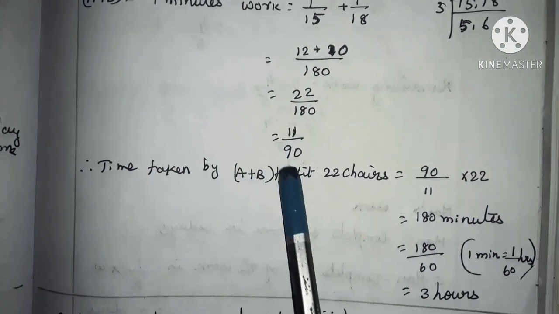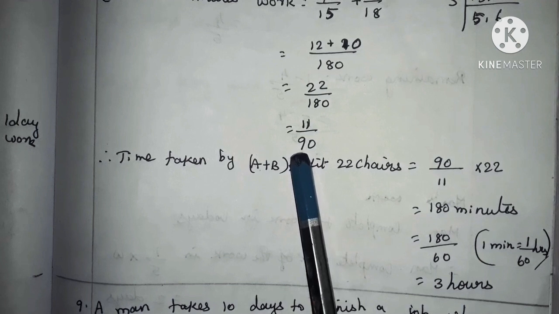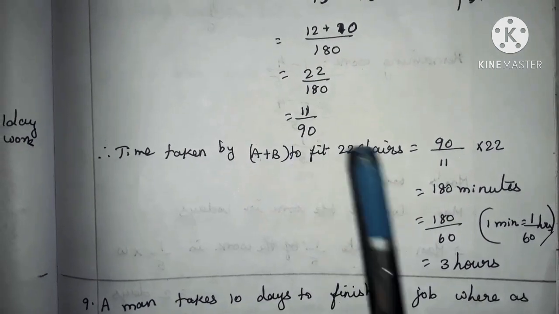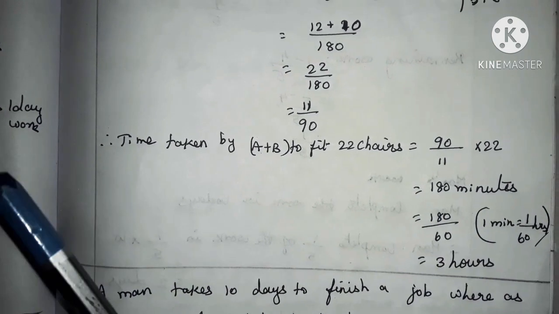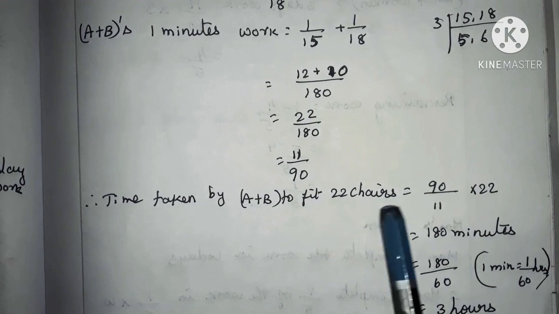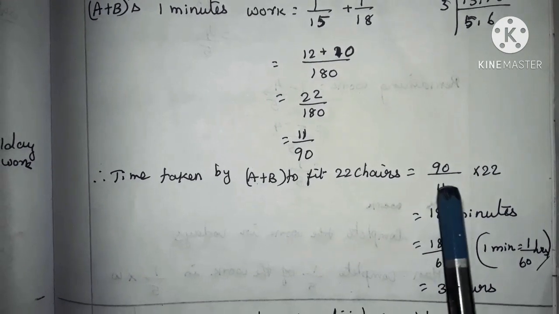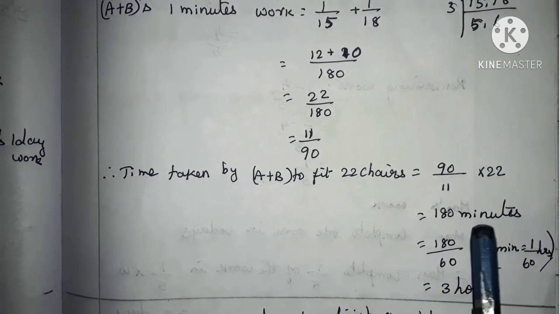This is the work done by A and B when they work together for 1 minute. You have to find out how long they took to fit the 22 chairs. That is, time taken by A and B to fit the 22 chairs is equal to 90 by 11 into 22. When you cancel it by 11, we get the answer as 180 minutes.